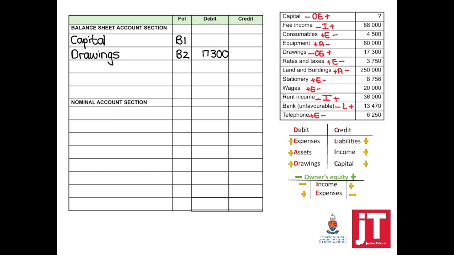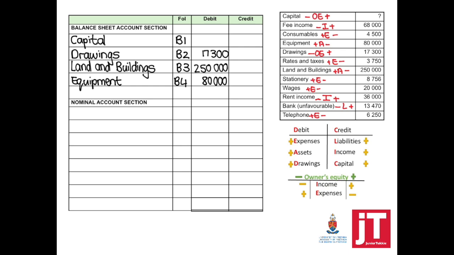Then we look at our next step, which goes into the balance sheet section, is we look for all our assets, and we start with our non-current assets. You would notice there are 2 non-current assets. If you swap those 2 around, it doesn't matter as long as it's in the balance sheet account section that you've mentioned it on the correct side, which is on the debit side. So I'm going to start with the first one, land and buildings, account number B3, 250,000. Equipment, account number B4, 80,000.